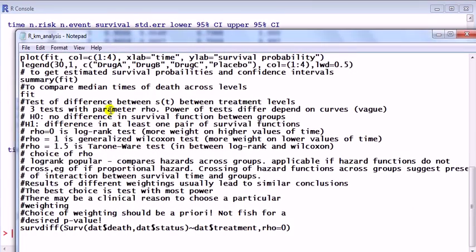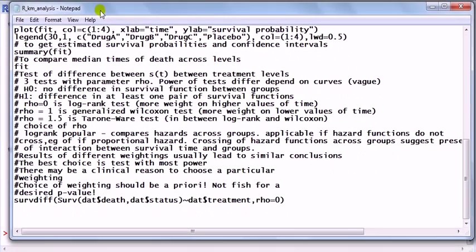So if we want to go back to the test now, we're saying that we wanted to test the thing. Well, we have a choice of 3 tests, and in each case, the null hypothesis for this particular test is that there is no difference in the survival function across all the levels of our factor. In other words, survival curves are all the same, versus the alternative that there's a difference in at least 1 pair. Alright.